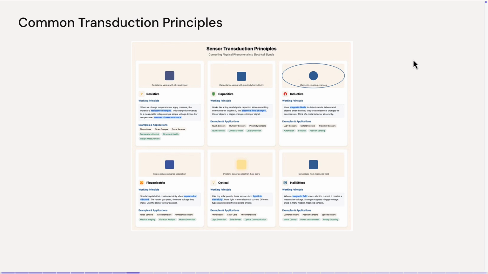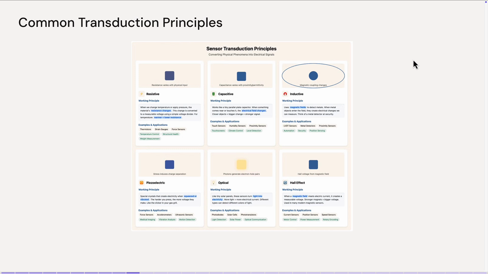So the resistive type is based on what? When you change the physical phenomenon, it will have an impact on the resistance, and this change is converted into a measurable voltage using a simple voltage divider. When you take 5 volts and pass it through a high resistance, the voltage that can be measured will be lower. If the resistance is 0, or you don't have a resistance, you have 5 volts and you will get 5 volts. But if you have resistance, the voltage decreases as the resistance increases.